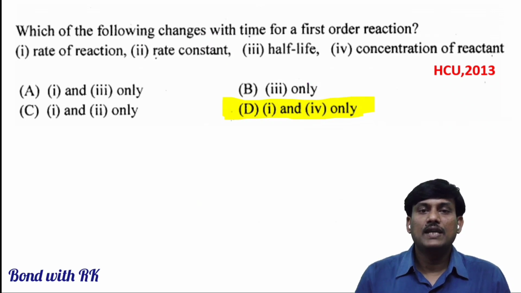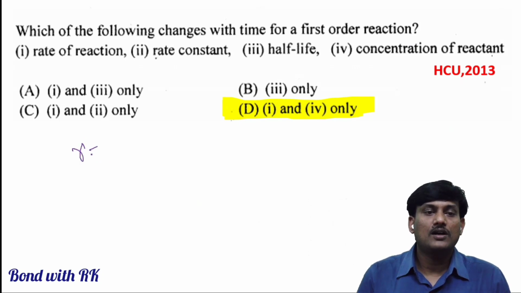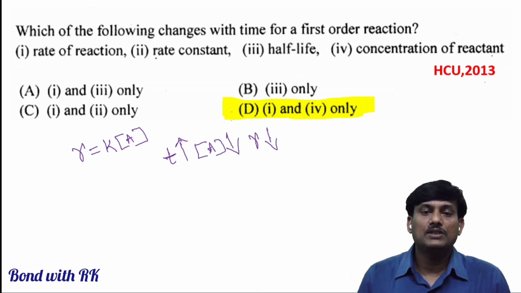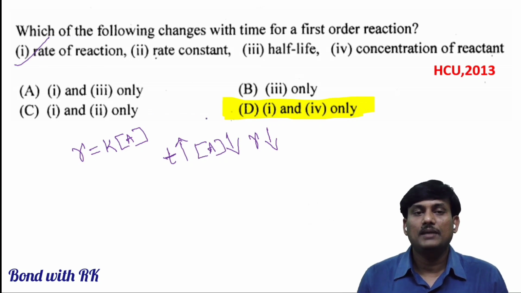Which of the following changes with time for a first order reaction? Let's take the rate equation for a first order reaction. R is equal to K into concentration of A. We know that as time increases, the concentration of A decreases. So rate decreases with time. So rate depends on time. Rate of reaction depends on time.